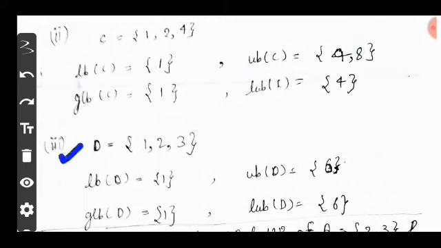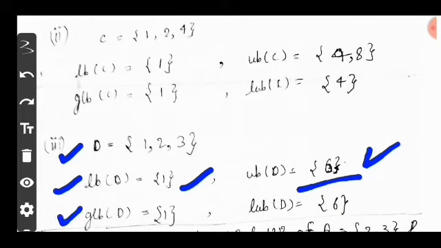Now come to D. D is 1, 2, 3. The lower bound of D is 1 and the upper bound of D is 6 because 6 is divisible by 2 and 3 both, and also 1. The GLB of D is also 1, and the LUB of D is 6.